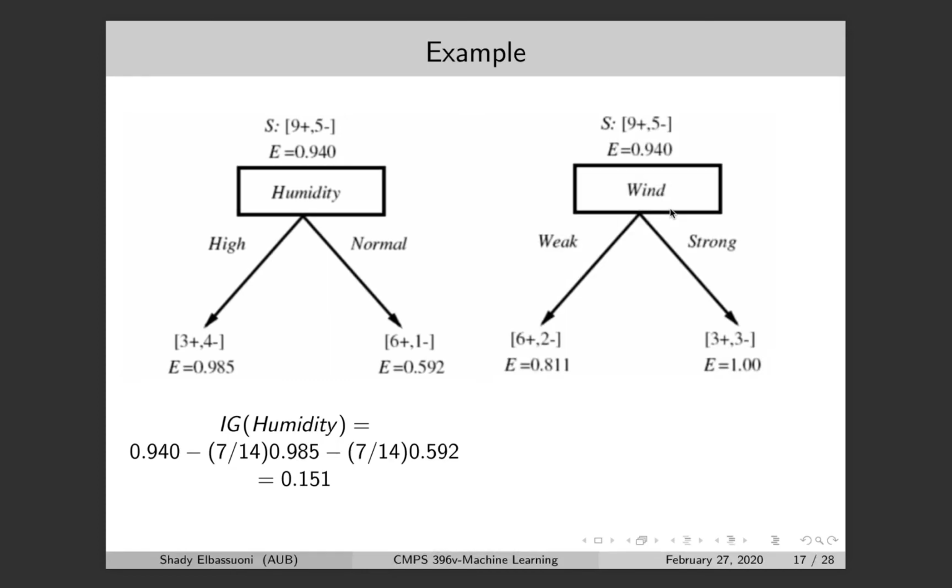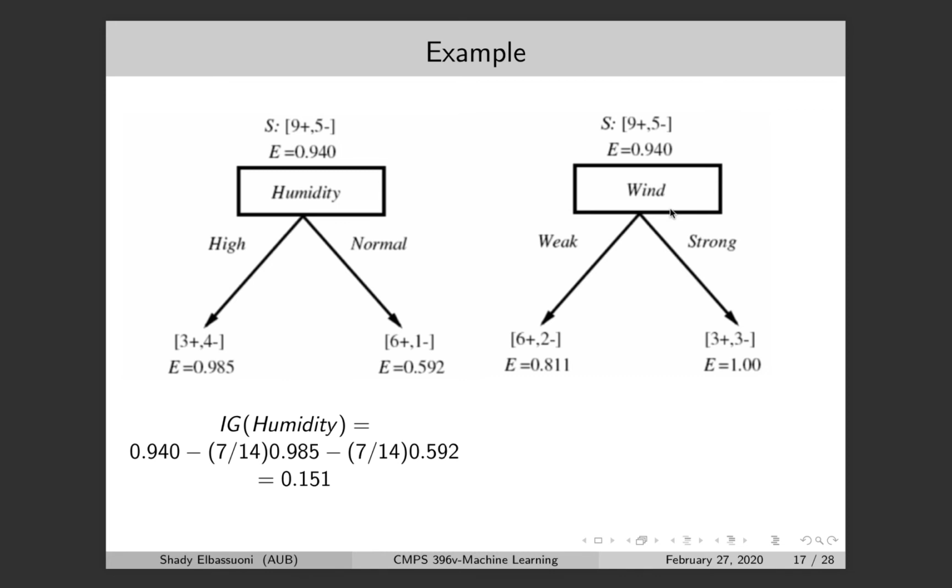Okay, let's check another attribute. So for wind, I have weak or strong, or windy or not windy. When I split wind equal to weak, the entropy is 0.811 because I have 6 positive examples and 2 negative examples. When I split on strong, I get the entropy to be 1. Why? Exactly, because I have 3 plus instances and 3 minus instances, so equal number of instances in both classes. So the entropy is high in this case.